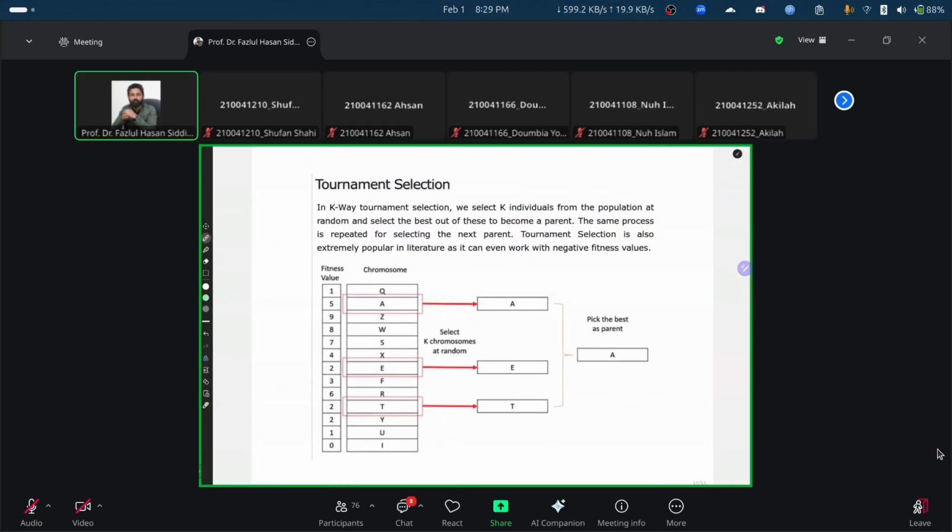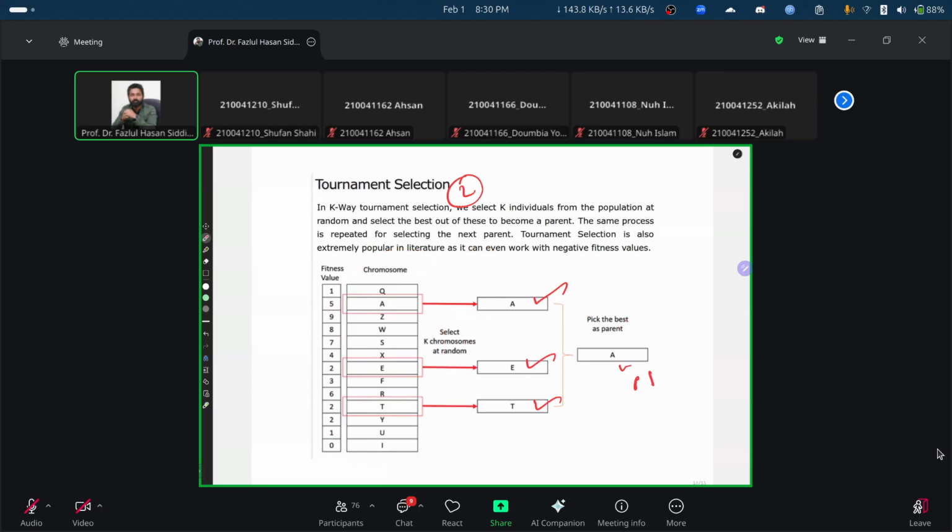Now the second process of the selection, another idea, is the tournament selection. This is selection process number two. So when should we use it? When there are so many chromosomes, I mean, if there are many solutions, what we can do is randomly pick a subset from the chromosomes. For example, we pick a random three solutions, say A, E, and T. And now from these three solutions, pick the best one. This will be parent number one.